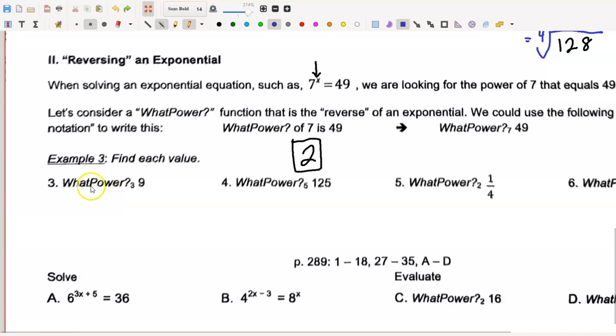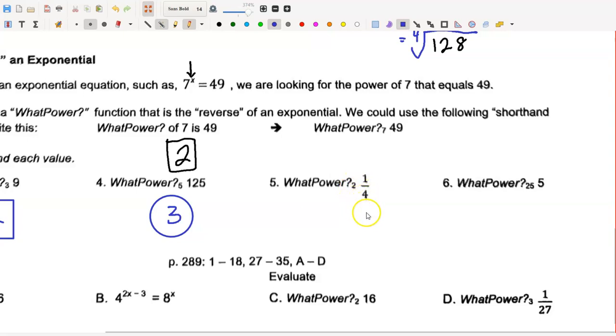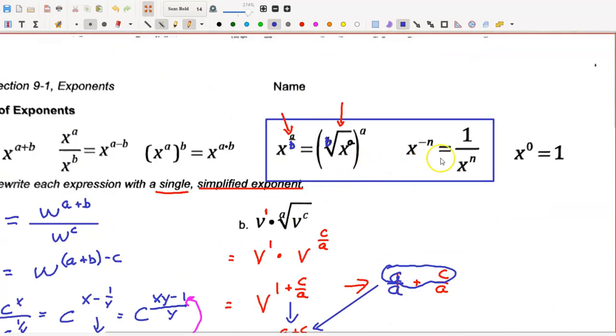Okay? So this one, what power of 3 equals 9? And you'd say 2. 3 to the 2nd power is 9. How about what power of 5 is 125? 3. Good. So those are the straightforward ones where they're nice positive integers. What about here? What power of 2 equals 1/4? We got -2, right? So you notice that if I'm going from a positive integer to a fraction, the only way to do that is to have a negative exponent as an answer.